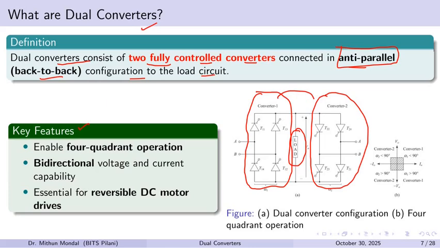The key features are that it enables four quadrant operation, and we get bidirectional voltage and current capability. This is essential for reversible DC motor drives. Especially for motor drive applications, the dual converters play a very important role because for controlling the speed, we need four quadrant operation. In the four quadrant operation, the alpha value, that is the firing angle, will be different, lying between alpha greater than 90 or less than 90 for the two converters, converter 1 and converter 2.